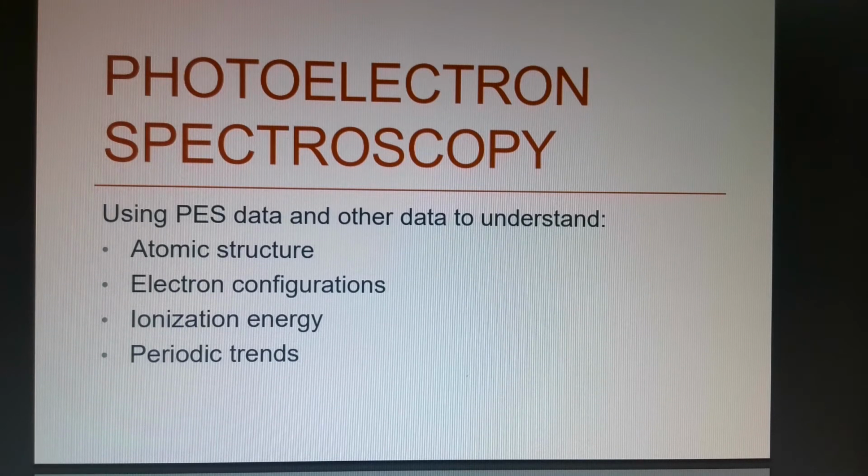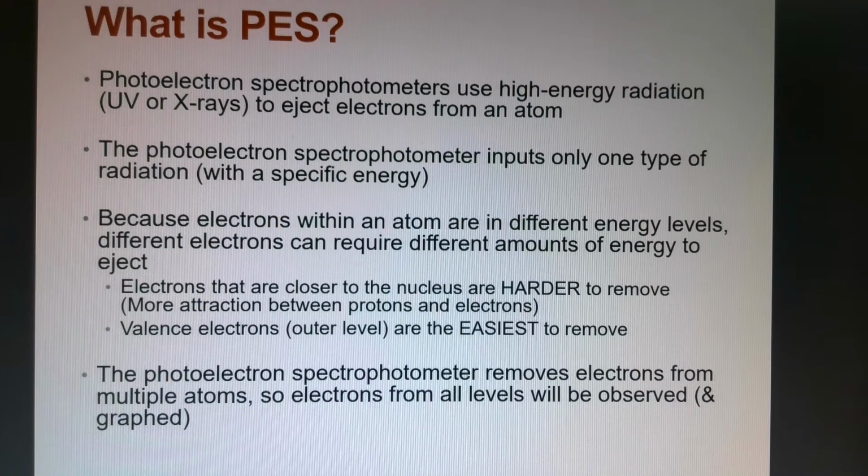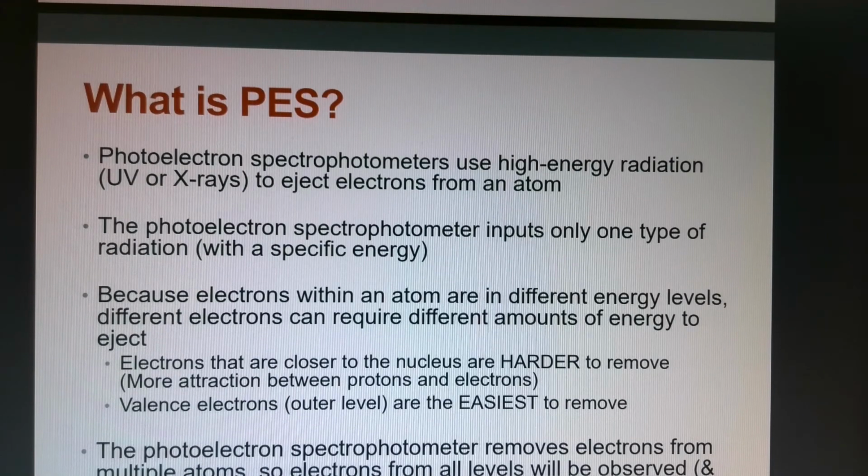is, and then we will go ahead and talk about how to read the graphs that are produced, the data that comes from the photoelectron spectroscopy. So what is PES? PES is photoelectron spectroscopy, the abbreviation. So it is a way to use photoelectron spectrophotometers to use high energy radiation, X-rays or UV rays, to eject electrons from an atom.